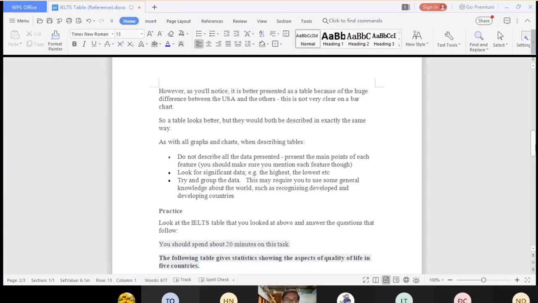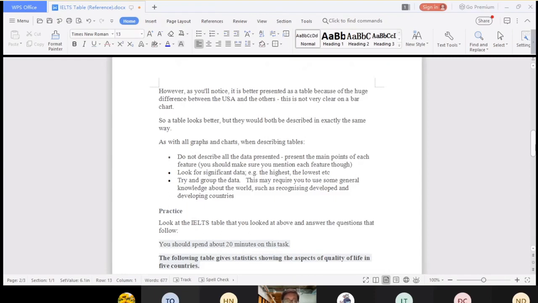As with all graphs and charts, when describing tables, first, do not describe all the data presented, as I have reminded you so many times before. Don't describe every detail. Group information, right? Present the main points of each feature. You should make sure you mention each feature though, okay? You don't need to present the figure of every feature, but make sure you mention them in your description.